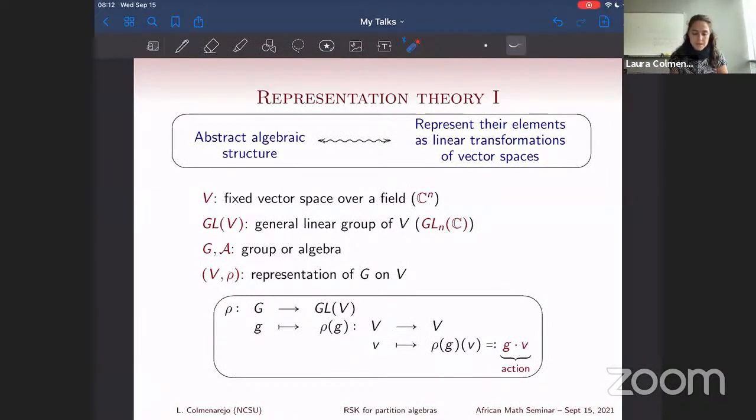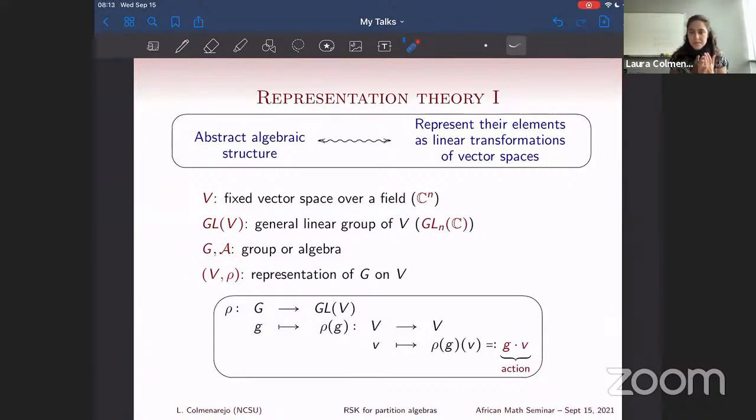The way we are going to do that is we are going to fix a vector space over a field. For the kind of presentation I'm giving today, it's enough to just consider C to the n. Then I'm going to consider the general linear group of V. This is the group of linear transformations that go from V to V. Because in this case V is C to the n, I'm just looking at invertible matrices. So this is the group GLn with complex numbers. Now I need to fix my abstract algebraic structure. So I'm going to have either a group or an algebra. For the sake of this example, I'm going to choose the group.